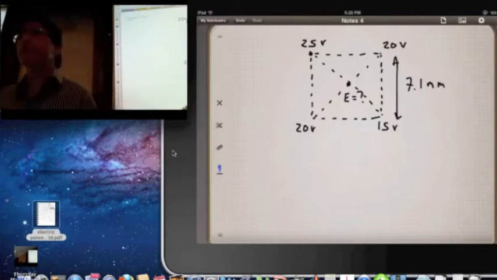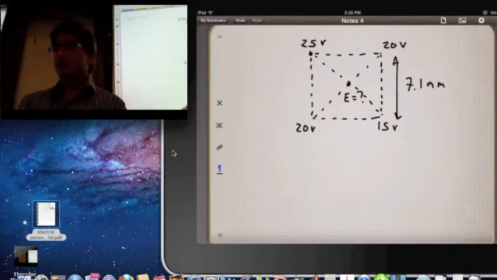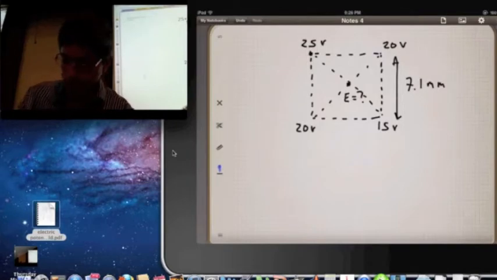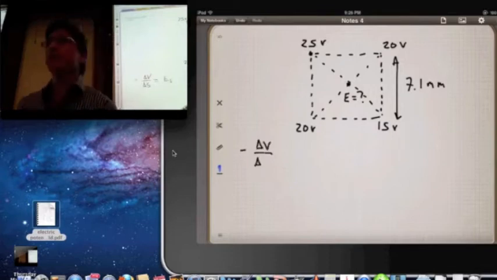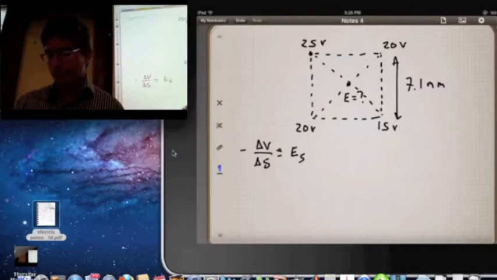So how to approach this problem? You're given information about the electric potential, and you're looking for the electric field. So the equation that has to come to mind immediately is the connection between them, which is, as we said, delta V divided by delta S with a minus sign will give you the component of the electric field along that direction S, right? What direction to choose?